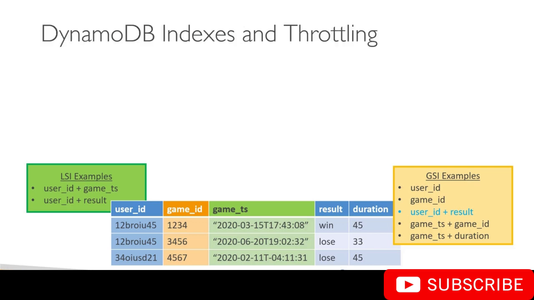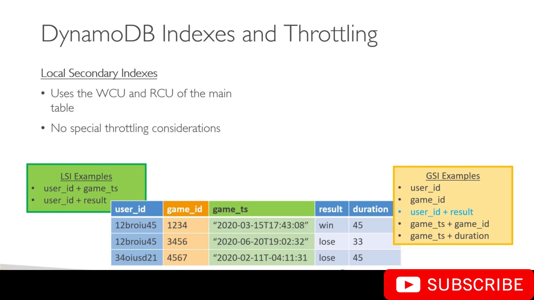All right. Then the DynamoDB indexes and throttling. So let's look at the throttling considerations of the two indexes. First, the local secondary indexes. These use the same capacity units as the main table, so we don't have any special throttling considerations with local secondary indexes.